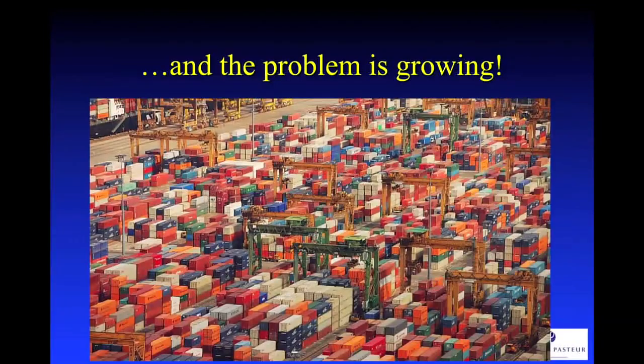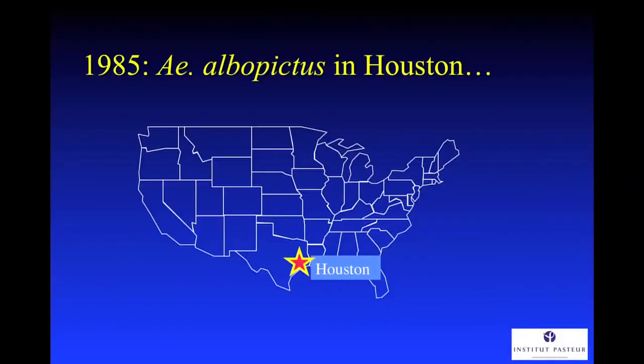And the problem is getting bigger. This, I believe, is actually a port in Bremerhaven or in Hamburg. But you can see, not very easy to inspect all those cargoes. A couple of years, or 3 years after that first Alba Pictus, it turned up in Houston, Texas, in Harris County, an incredible infestation. And so we all went, the top people on mosquitoes in the States, we all went to various places.